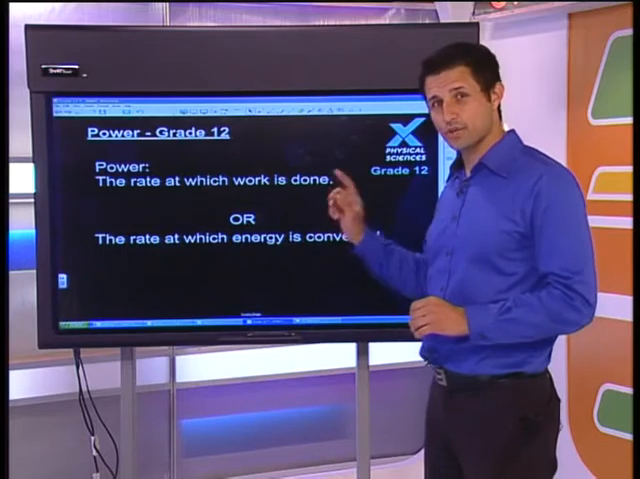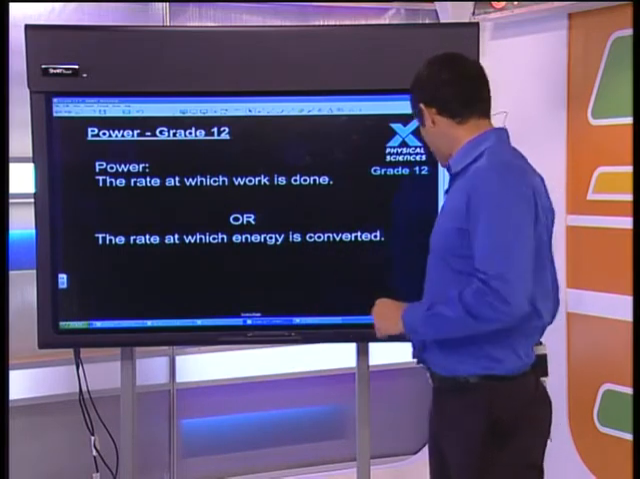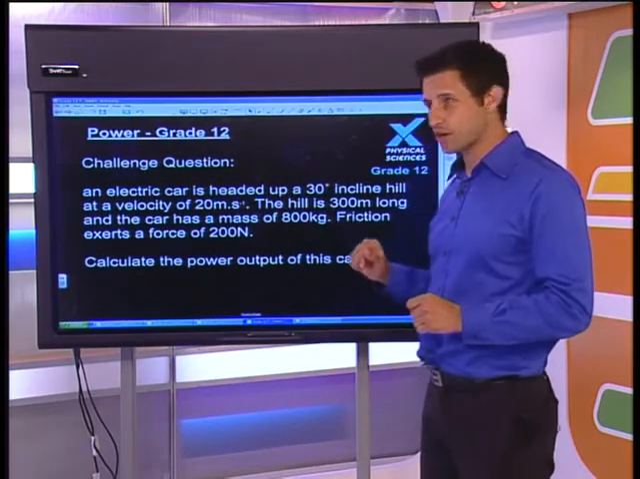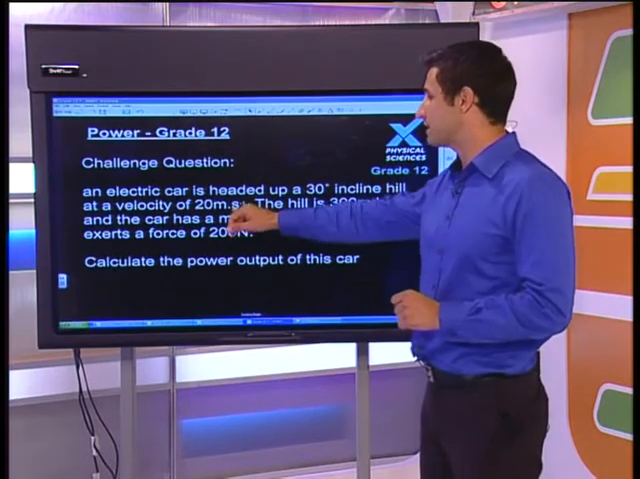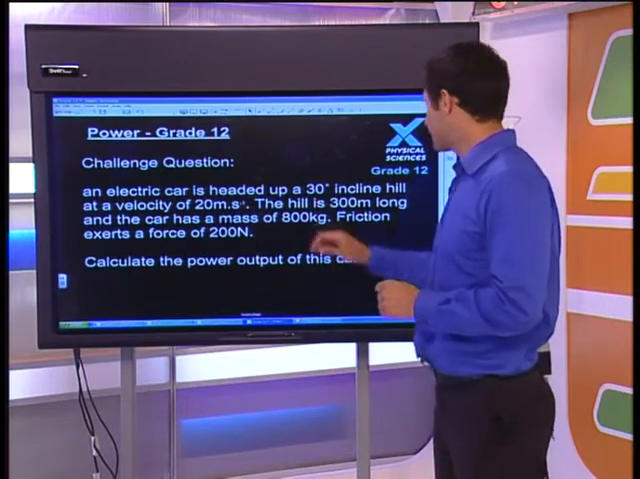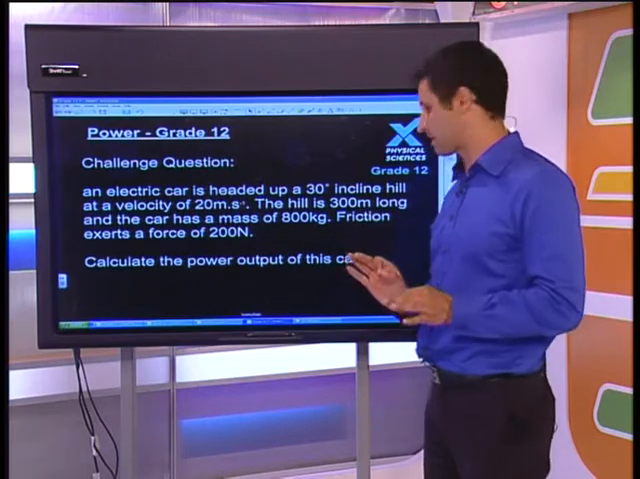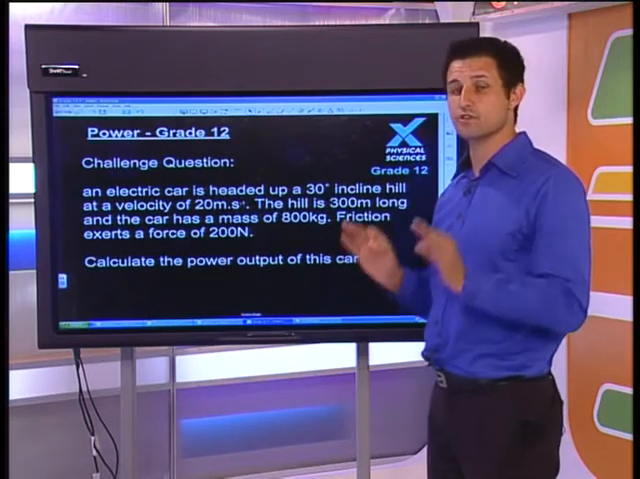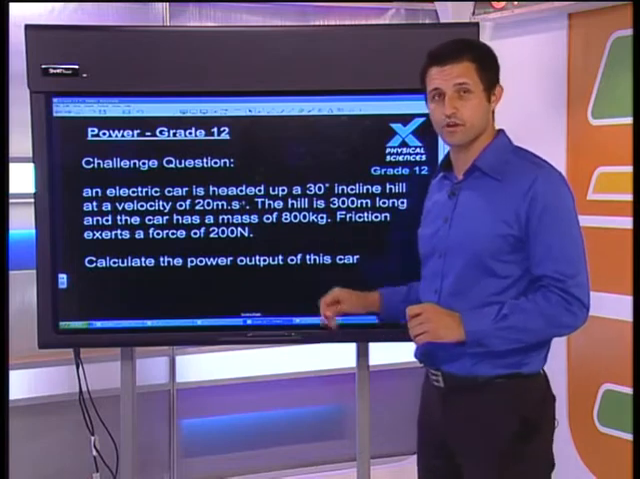So what I'm going to do is I'm going to put up that challenge question for you. I'm going to hopefully get out of the way, and hopefully you guys at home are going to be able to follow through with that. And here it is. I've got an electric car headed up a 30-degree incline at a velocity of 20 meters per second, and that is in the direction of upwards. The hill is 300 meters long, and the car has a mass of 800 kilograms. Friction exerts a force of 200 newtons, which is going to stop it slightly. I would like you to calculate the power output of this car.